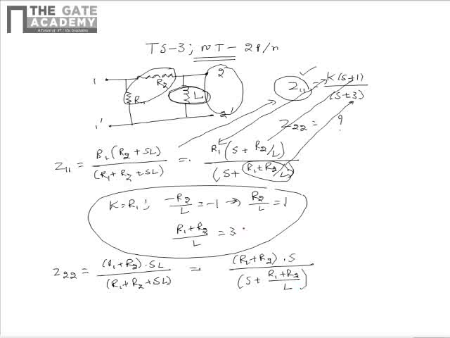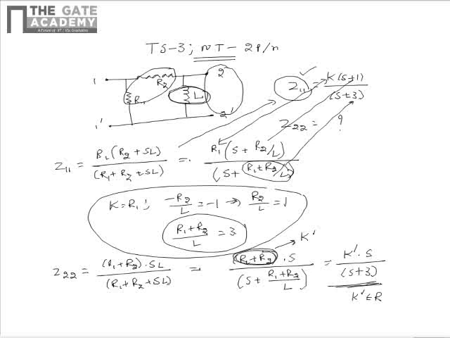So we already got that (R1 plus R2) divided by L is 3. So upon taking the term R1 plus R2 as another constant K dash, this can be written as K dash multiplied by S divided by (S plus 3). From this we see that the output impedance can be written as K dash multiplied by S divided by (S plus 3), where K dash belongs to R, because the resistors R1 and R2 are real. So the output impedance corresponds to option D. Hence the correct option is D.